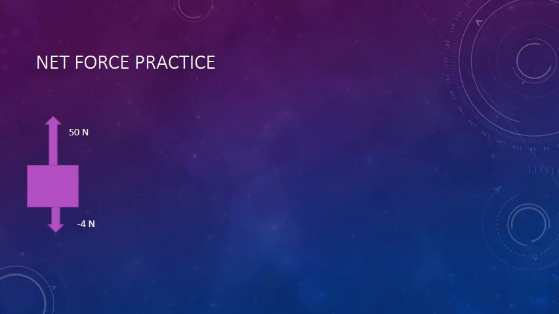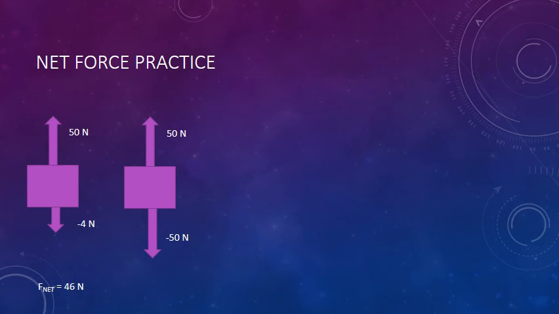So for example, if I had an object with an upward and downward force, it had 50 newtons up and negative 4 newtons down. This could be like my apple landing on the ground, for example. You could come up with a number for the net force on this object. In this case, it's going to be positive 46 newtons. That's how much extra force is left over when that negative 4 is canceled away from the 50.